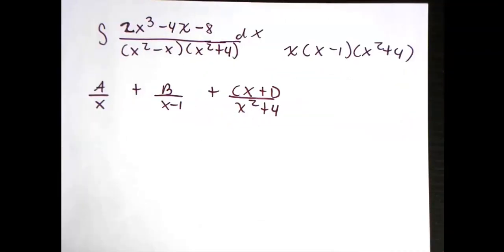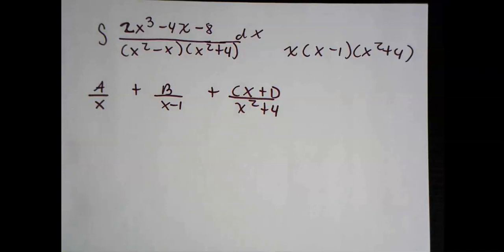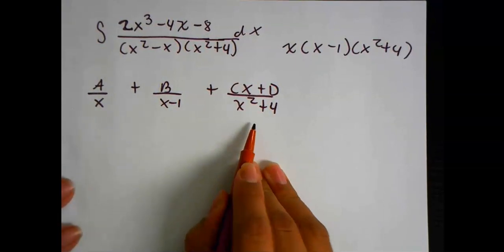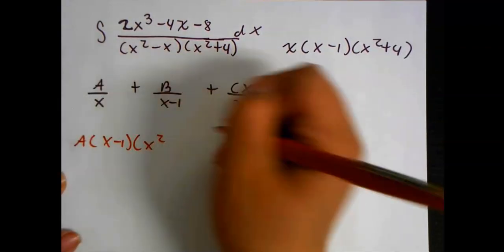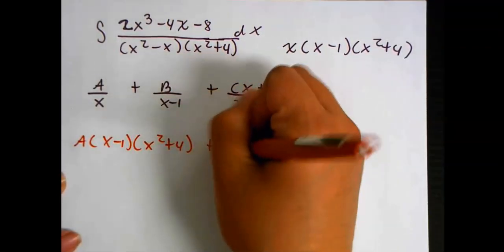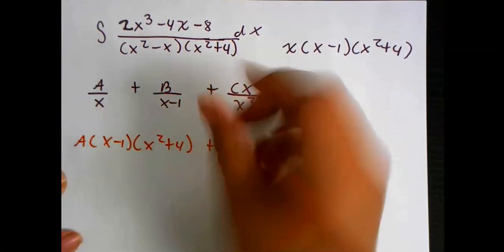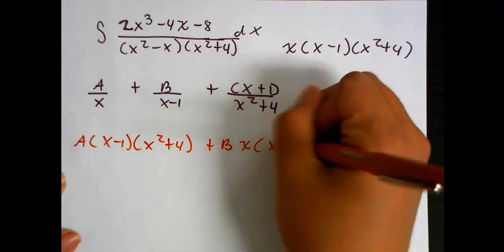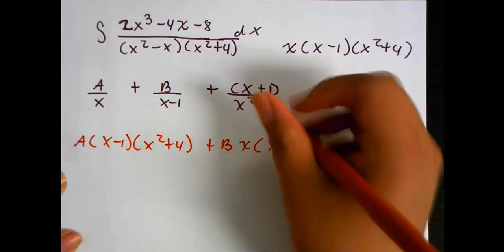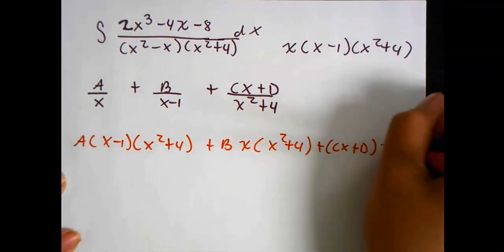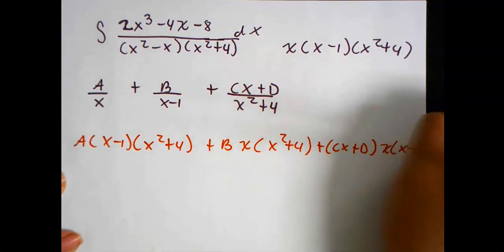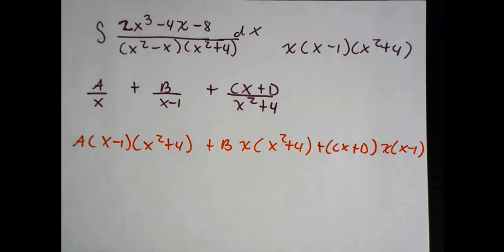Remember that the next step is that you want to add the fractions. What is each one missing? The A will be missing the x minus 1 and the x squared plus 4. What is the B missing? Well, it's over the x minus 1, so it'll be missing the x and the x squared plus 4. What is the Cx plus D missing? Well, it's missing the x and the x minus 1. From here on, it's simplification.